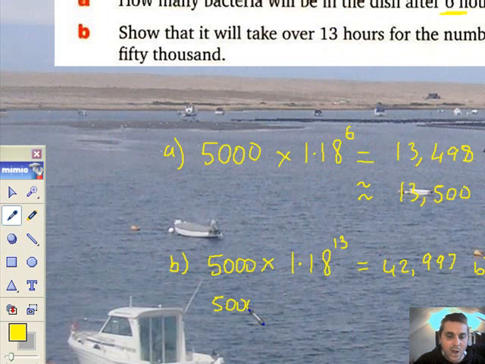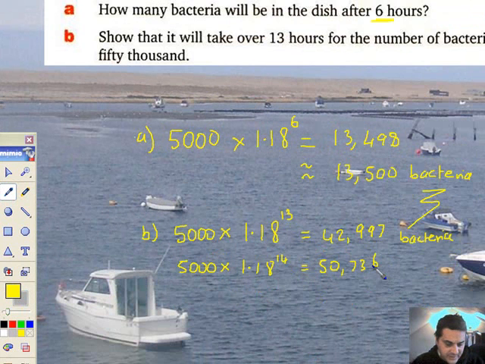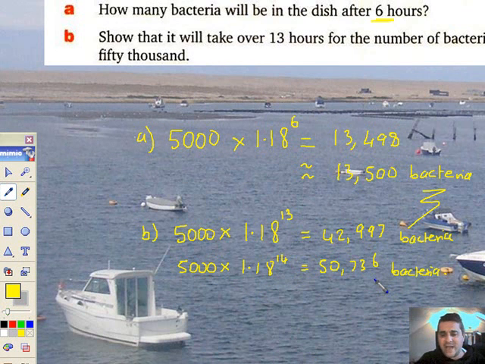So let's just go over 13 hours, in other words 14 hours. Let's just try 14 hours. So here we go. So again, 5,000 times 1.18 powered up to 14. I've got it, here it is. 50,736 bacteria. Is that alright? So it will take over 13 hours, but 13 hours is too low and 14 hours is too high.